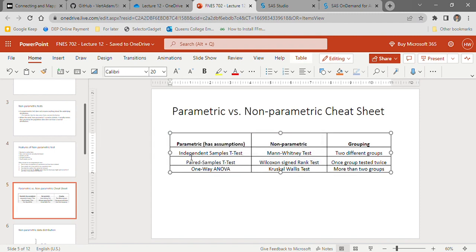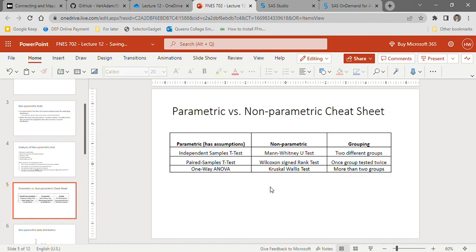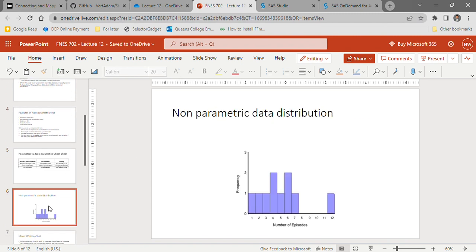If you had a scenario where you decided that you're going to do the independent sample t-test, you would do the Mann-Whitney test. It's actually the Mann-Whitney U test. Good. And so today we are going to cover these two right here, the Mann-Whitney U test and the Wilcoxon signed rank test. And in our next lecture, we will cover the Kruskal-Wallis test for more than two groups.